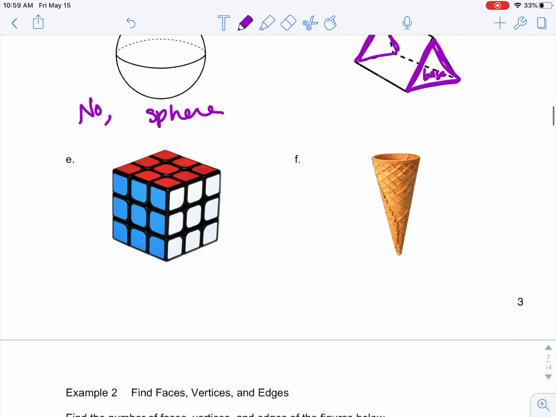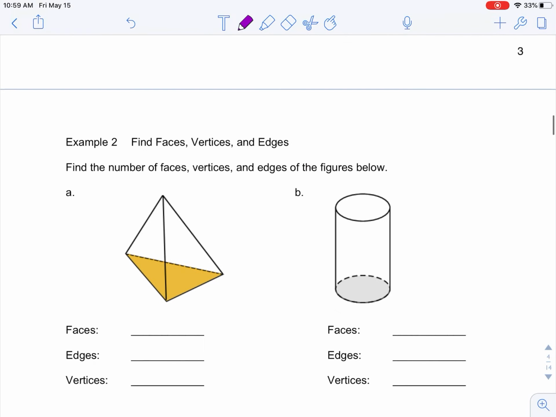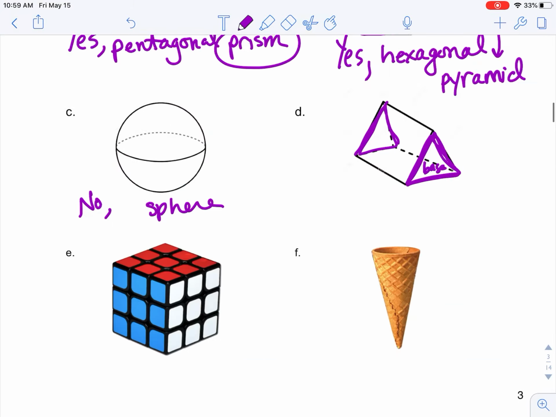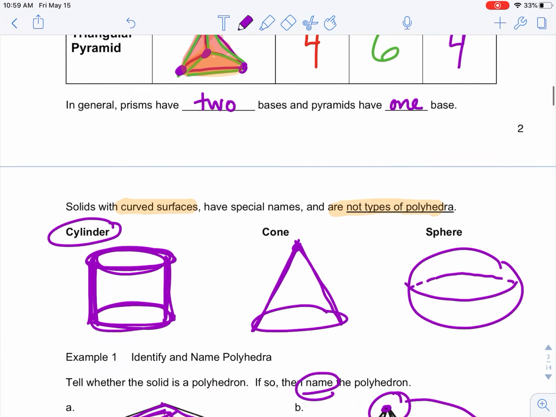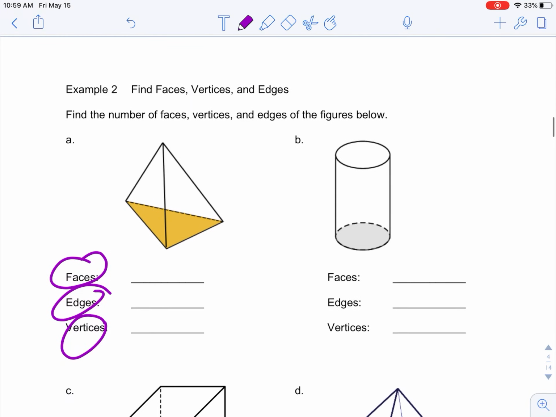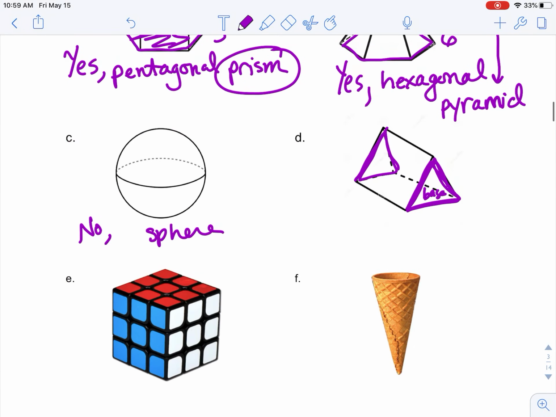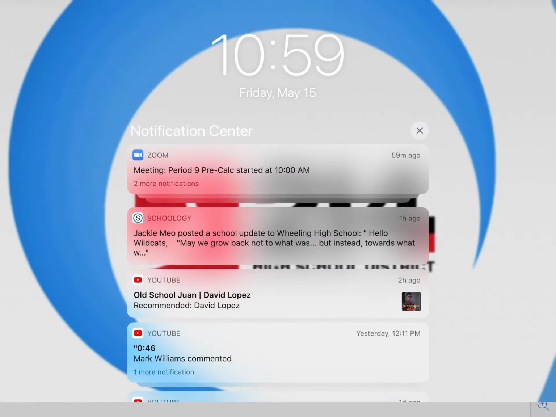Finish those names, check your answers online. And then example 2 on page 4, you're also going to finish that by naming the number of faces, edges, and vertices, just like we did on this chart. You're going to do it for these shapes down here. And then check your answers and then submit this, okay? So that's pages 2, 3, and 4 for today. Good luck.